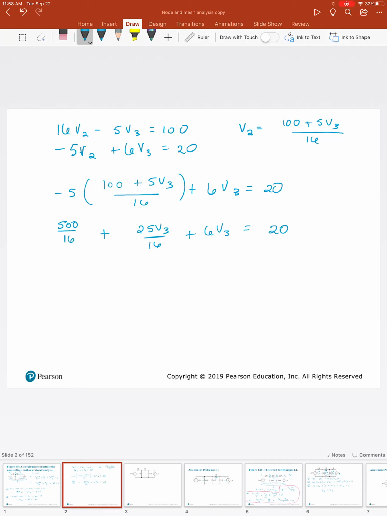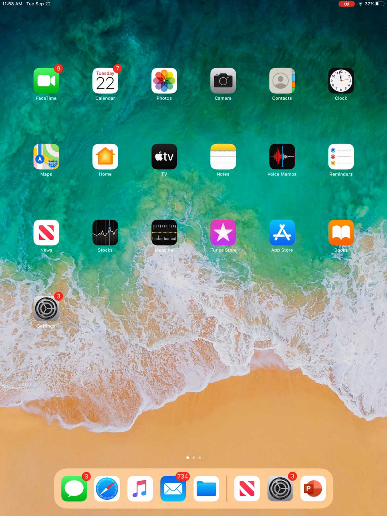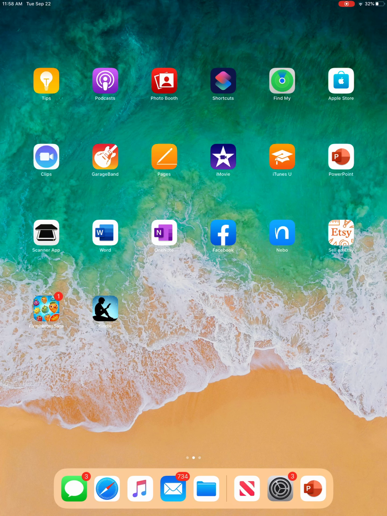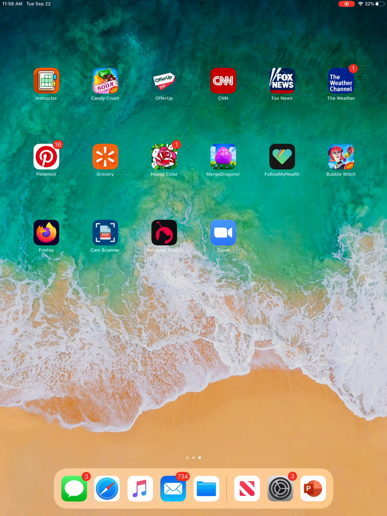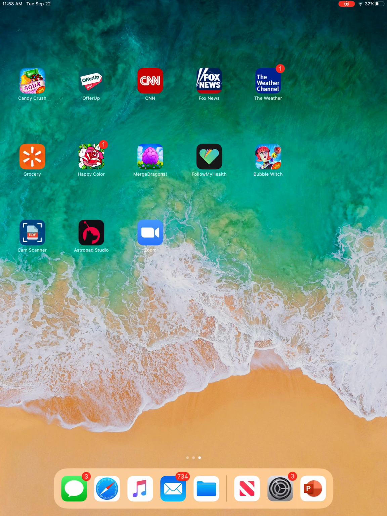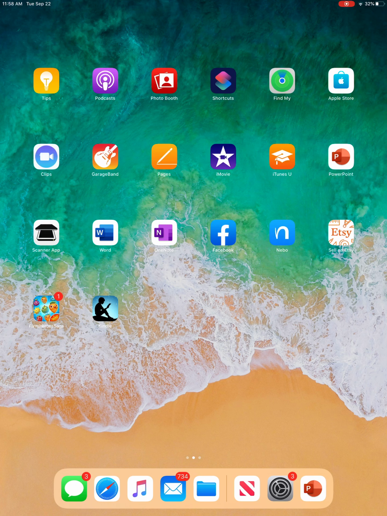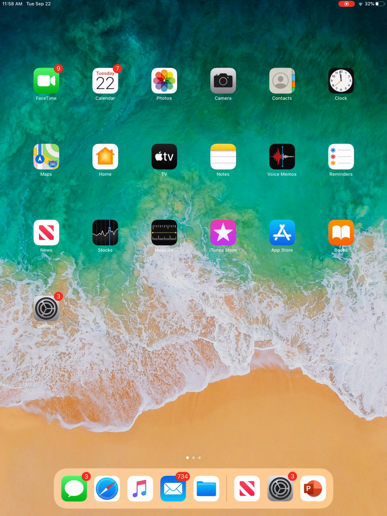So if you combine some like terms, 25 over 16, if I come to a calculator, which is somewhere, I think. I don't use the calculator on the iPad very often, so I don't pull it up super quick. I'm not seeing it right off the top of my head, so I may just leave it for you to finish from here because I don't have another calculator handy.